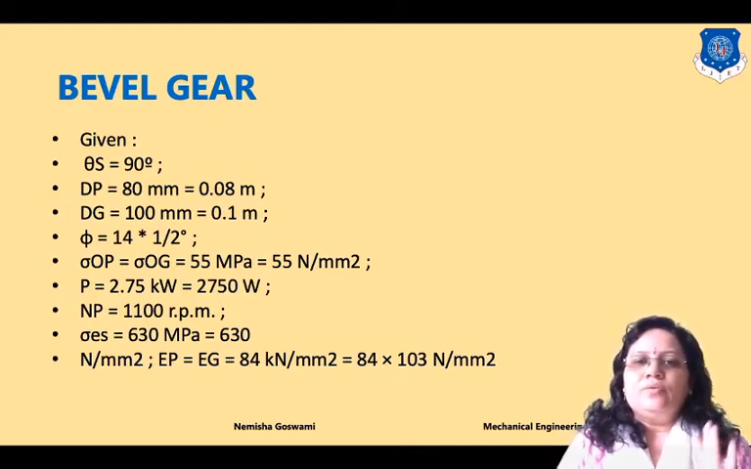So we will convert into Newton per mm square. Similarly, power transmission 2.75 kilowatt, so 2750 watt. NP is equal to 1100 RPM of pinion. Sigma ES, endurance strength, is equal to 630 megapascal, and EP and EZ is equal to 84 kilonewton. So these are the given data.